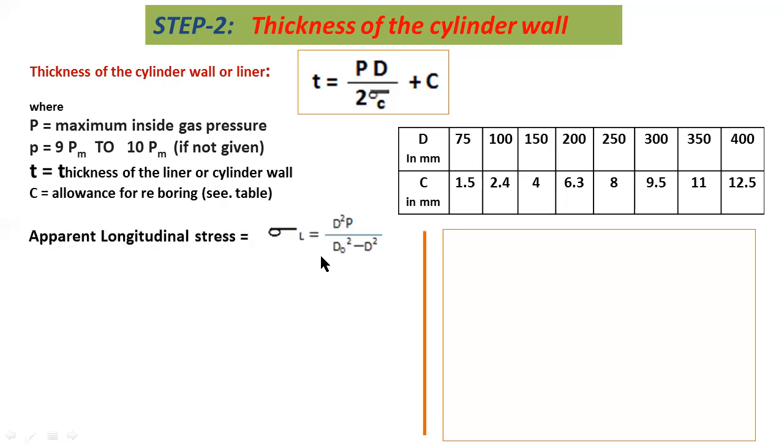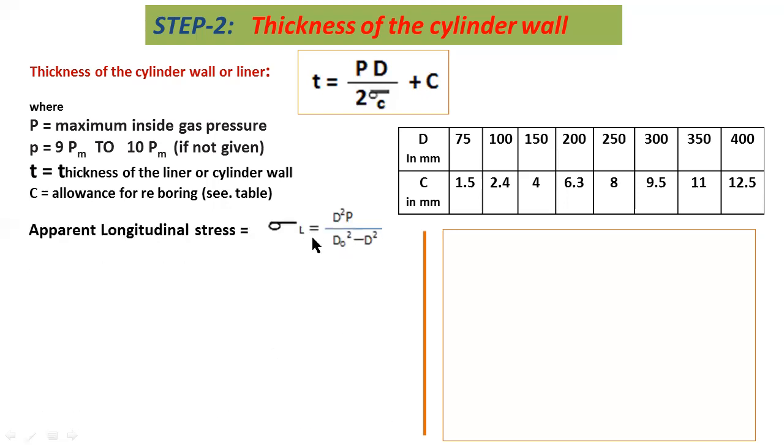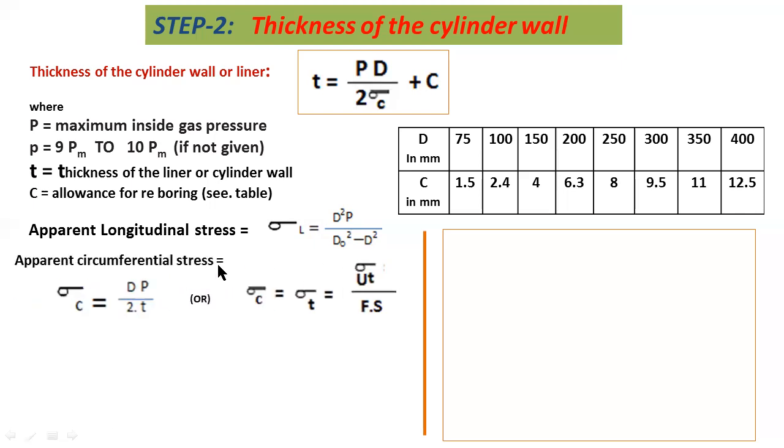Now this is the formula for apparent longitudinal stress. Sigma L is the apparent longitudinal stress. The formula is sigma L equals D squared P by D naught squared minus D squared. D naught is the outer diameter of the cylinder, capital D is the inner diameter of the cylinder, and P is the maximum inside pressure. And this is the formula for apparent circumferential stress: sigma C equals PD by 2T. This formula is also obtained from our previous subject, mechanics of solids.